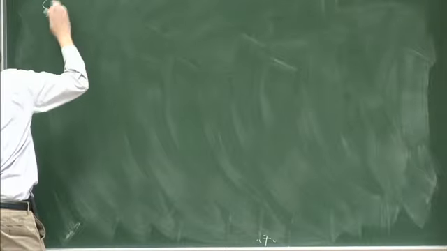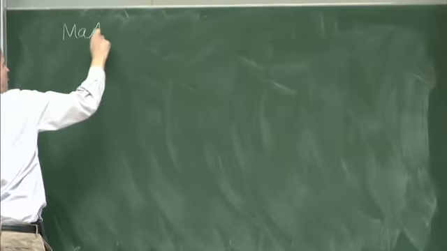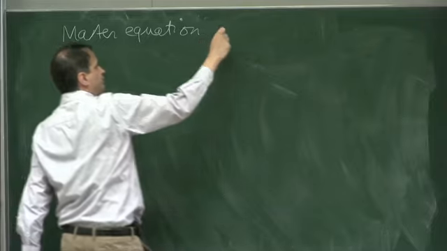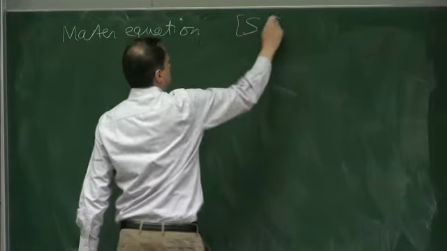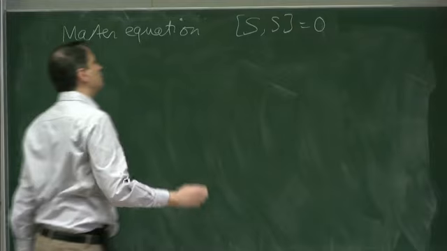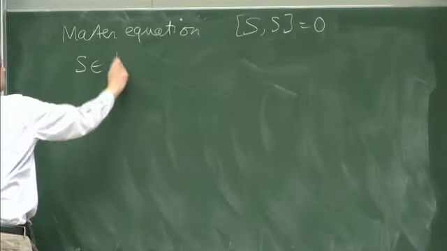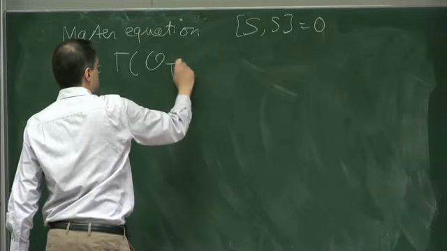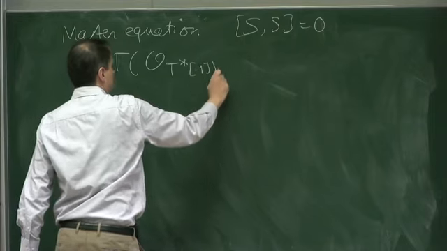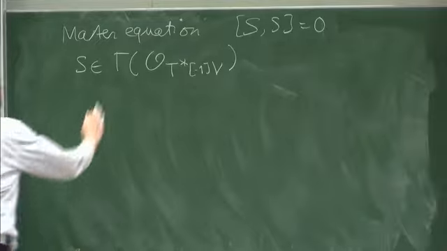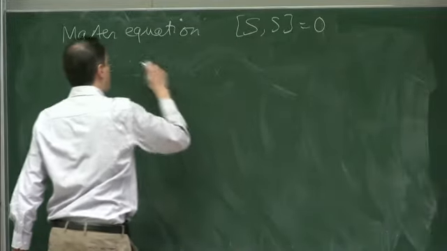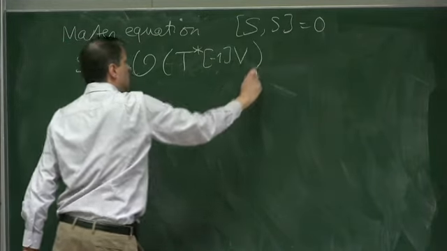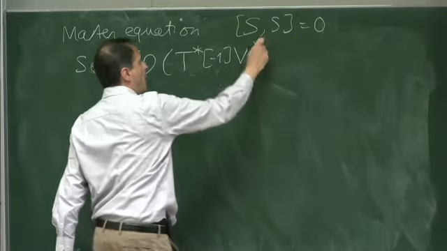So the solution of the master equation, classical master equation, is S, where S is a section of O T star minus 1 V. Maybe I should write it in this way: the global section of this of degree 0.